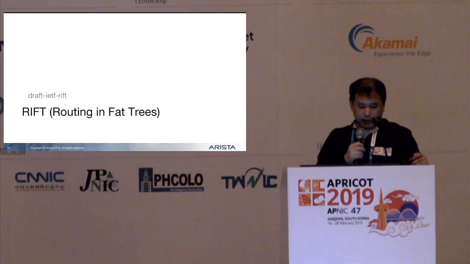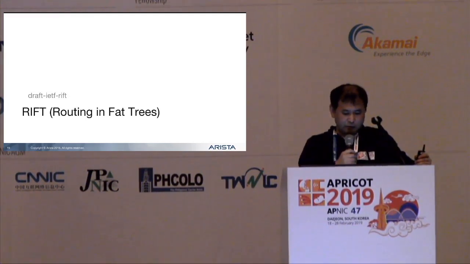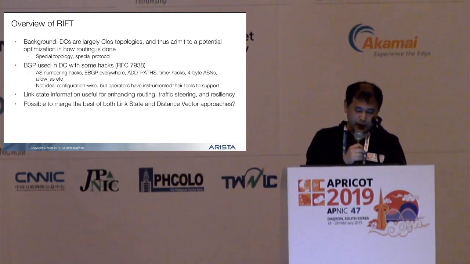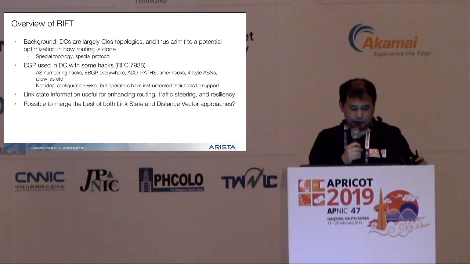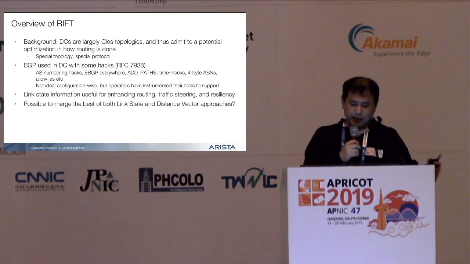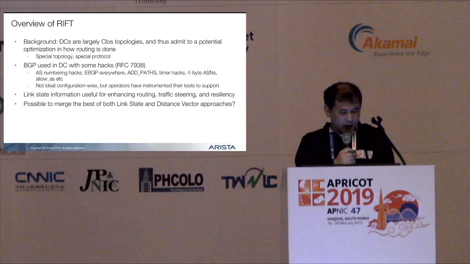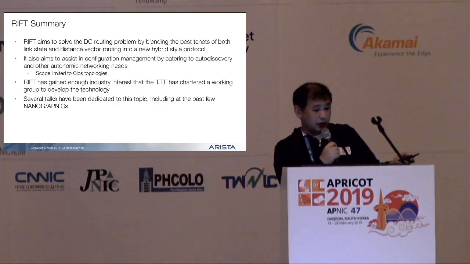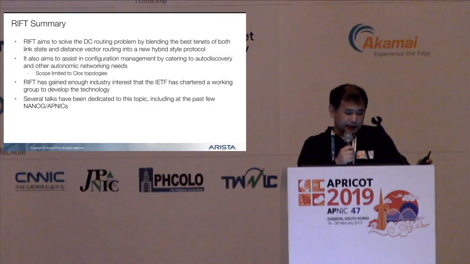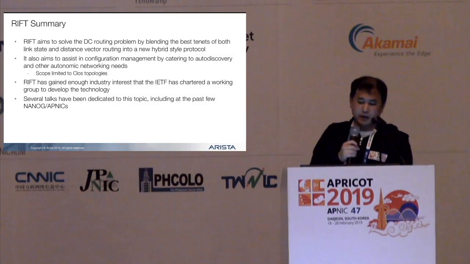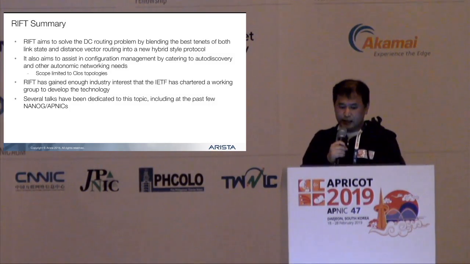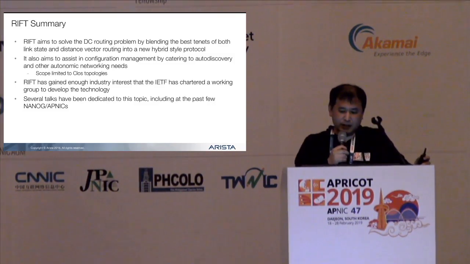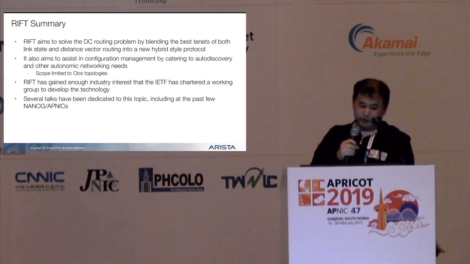I'd like to explain another topic, RIFT, Routing in Fat Trees. The overview of RIFT is that it has almost the same purpose as the IS-IS enhancement. It links the information useful for enhanced routing, traffic steering, and resiliency for the data center, with the possibility to merge the best of both link state and distance vector approaches. RIFT aims to solve the data center routing problem by blending the best tenets of both link state and distance vector routing into a new hybrid protocol. It also aims to assist in configuration management by catering to auto-discovery and other autonomic network needs.